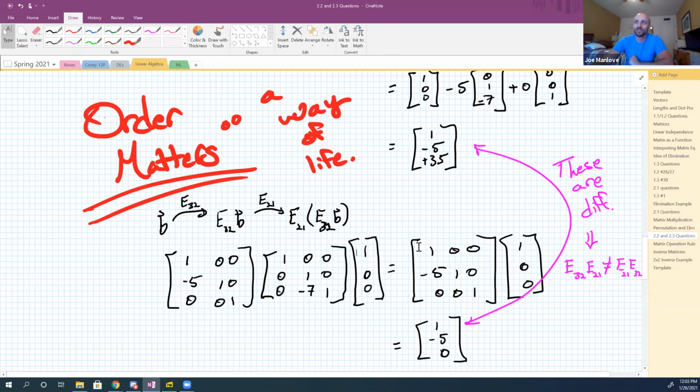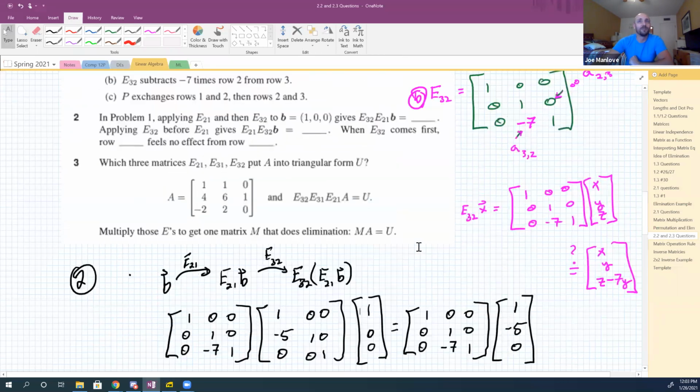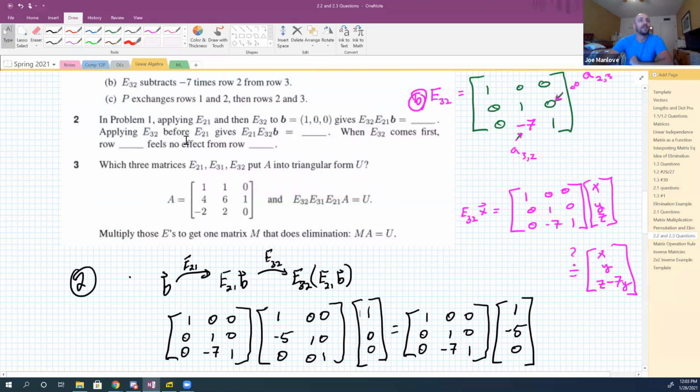All right, any other questions on... I guess I didn't answer 3. And I think we could say that when E32 comes first, row 3 feels no effect from row 2.